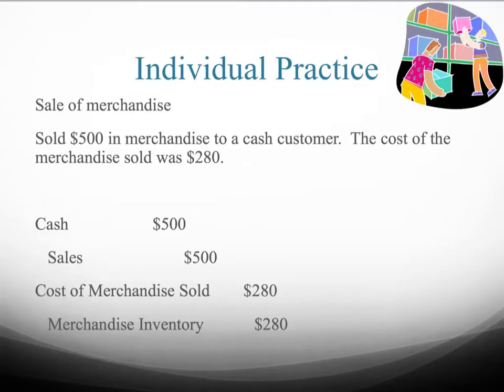Let's take a look at another example. Sale of merchandise. Sold $500 in merchandise to a cash customer. The cost of merchandise sold was $280. Remember, this is two journal entries for one transaction. What is our one transaction? Sale of merchandise. We record our sale. We have cash and sales for $500. The second piece, we record our inventory. Cost of merchandise sold, $280. Merchandise inventory, $280. Again, this is our sale, and this is our inventory piece.